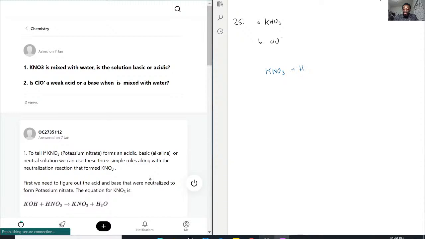So I'm actually going to write this as HOH, because that turns into KOH plus HNO3. That is the first one. Second one, we have ClO minus plus HOH. We have typically HClO plus OH minus. Okay? So with that being said, this is where it gets tricky.